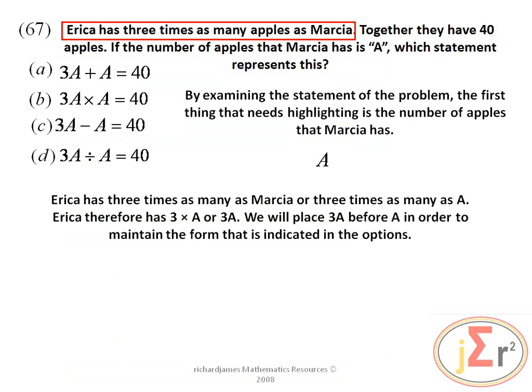Erica has 3 times as many apples as Marcia, or 3 times as many as A. Erica therefore has 3 multiplied by A, or 3A. We will place 3A before A in order to maintain the form that is indicated in the options. So remember that in the options that we have here, we have the 3A coming first, so we'll put the 3A there.